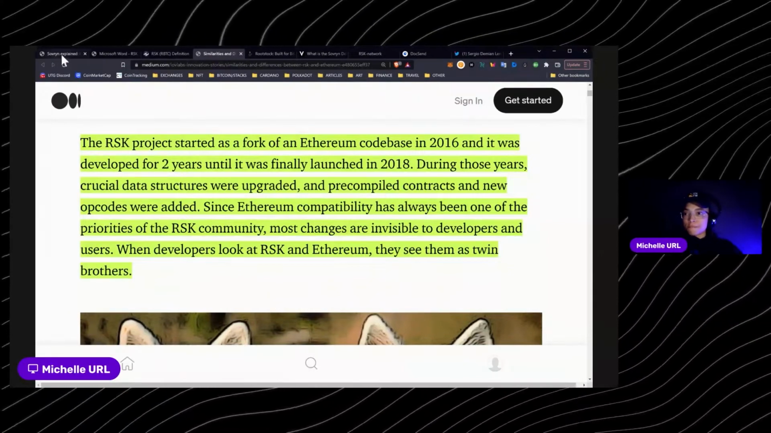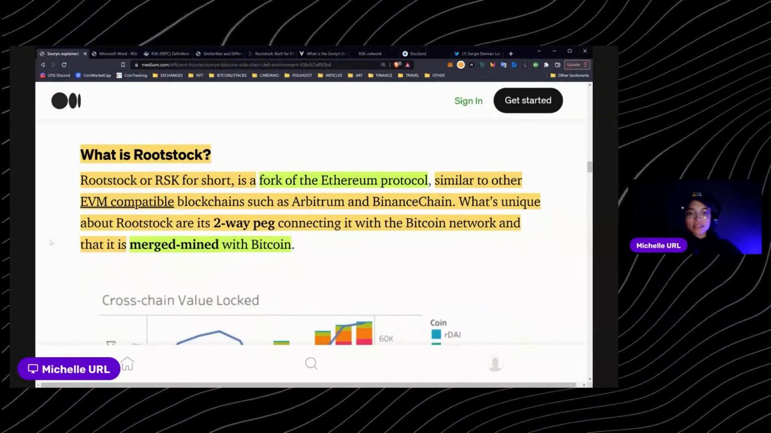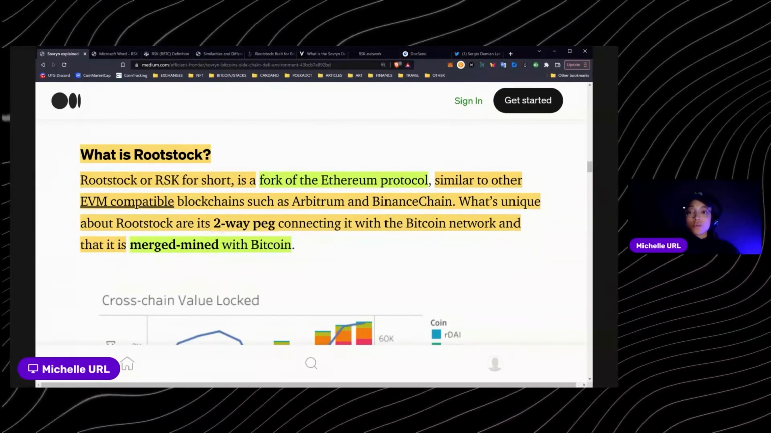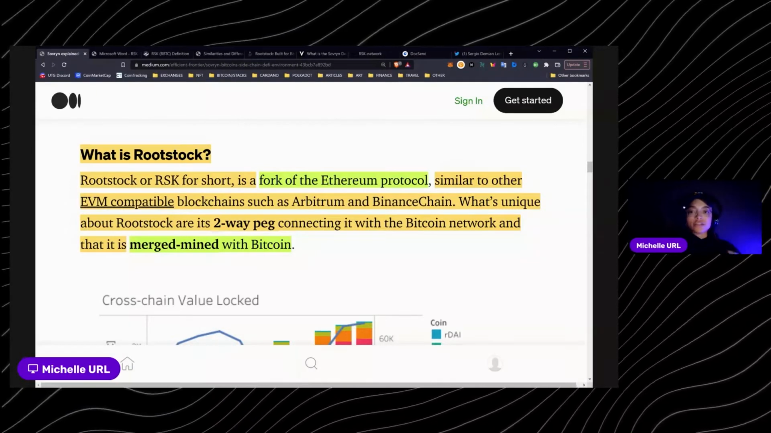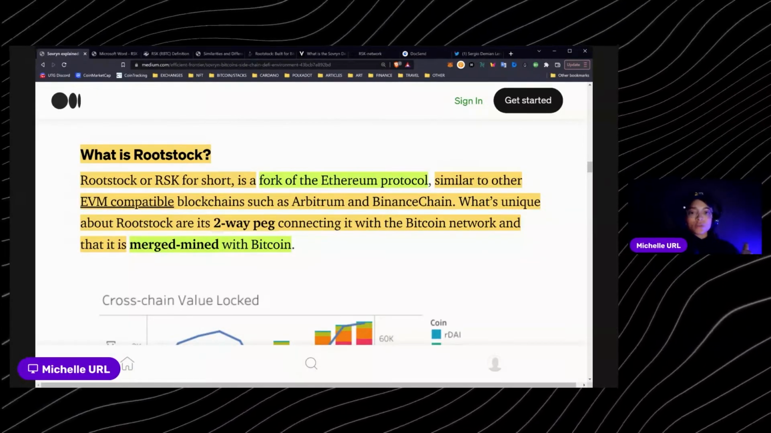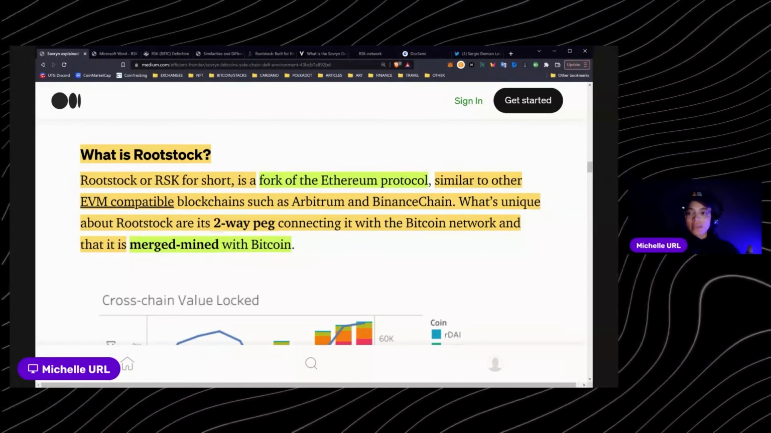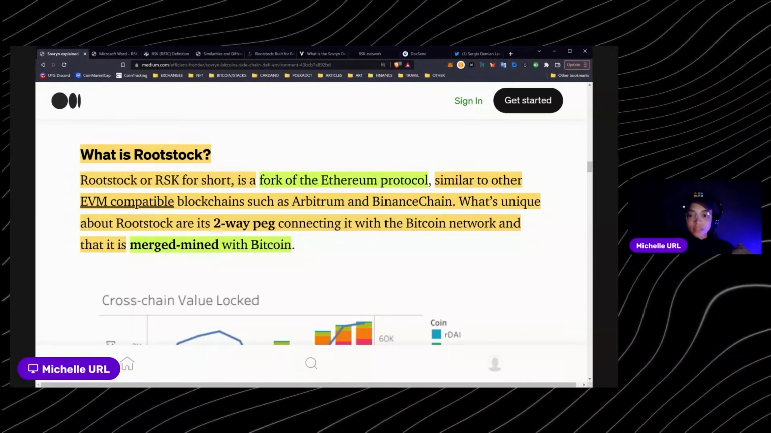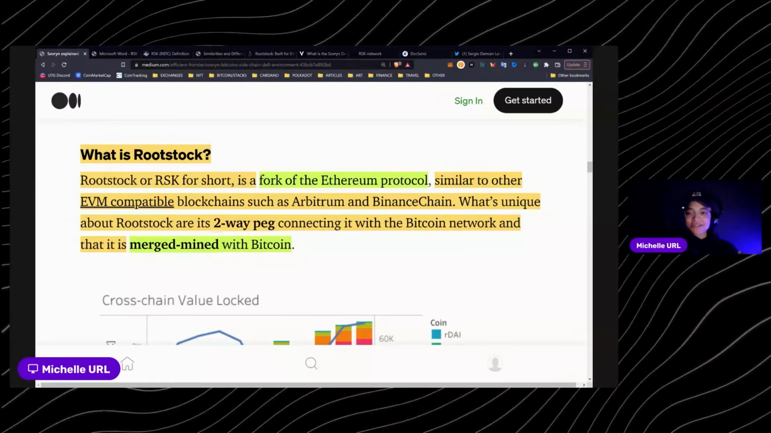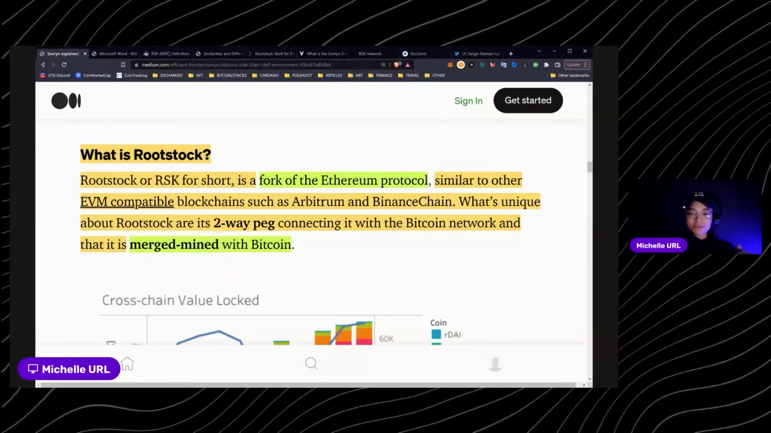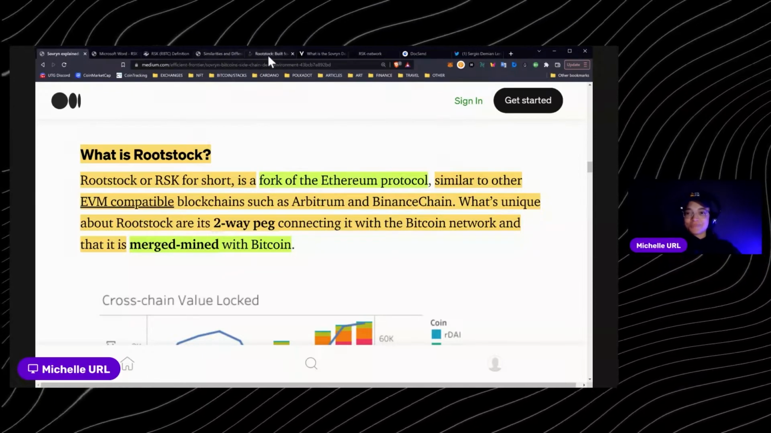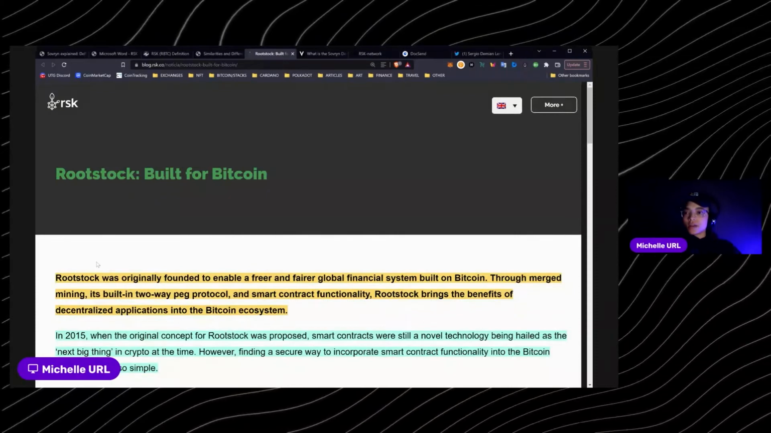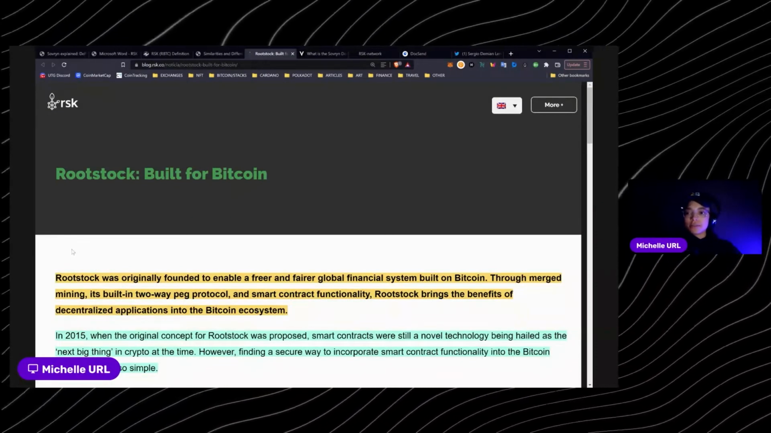All right. Let's hit this second sentence here. What's unique about Rootstock are its two-way peg connecting it with the Bitcoin network, and that it is merged mined with Bitcoin. So let's dive into this real quick. What does merged mined with Bitcoin mean? Okay. And this is on the RSK blog, Rootstock, built for Bitcoin.